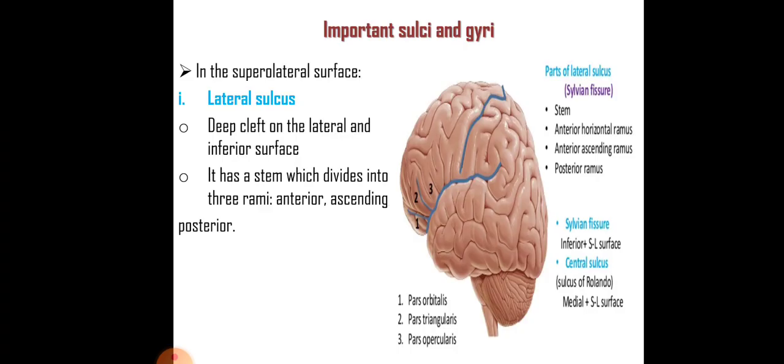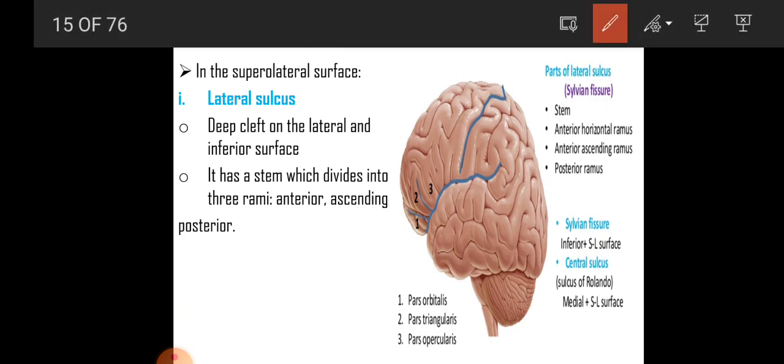The important sulci and gyri in the cerebral hemisphere of the human being: on the superolateral surface we have the lateral sulcus. It is a deep cleft on the lateral and the inferior surface. It has a stem which divides into three rami, the anterior, ascending and the posterior rami. So in this diagram we can see this is the lateral sulcus.